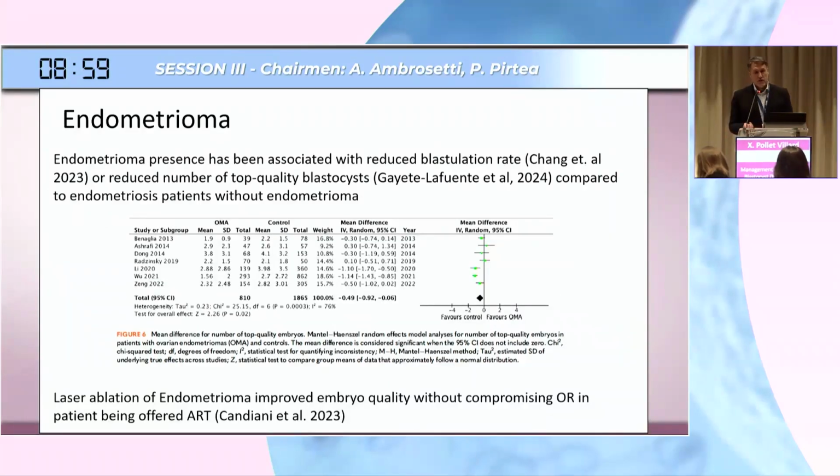Endometrioma, however, its presence has been associated with a reduced blastulation rate in a study by Cheng in 2023, but also with a reduced number of top-quality blastocysts in a meta-analysis from Gaye Lafuente very recently, compared to endometriosis patients without endometrioma. And we know that laser ablation of endometrioma can improve embryo quality without compromising the ovarian reserve in patients being offered ART.